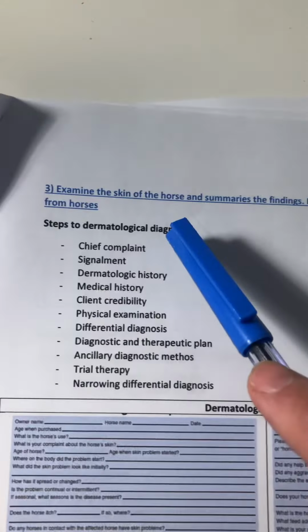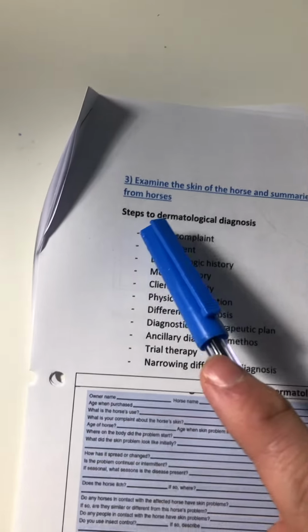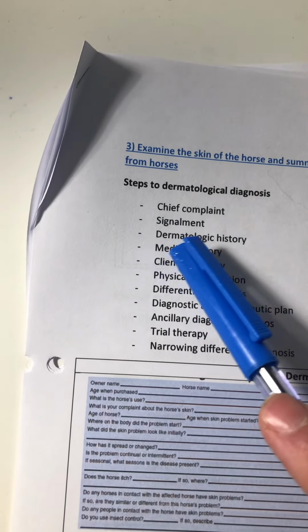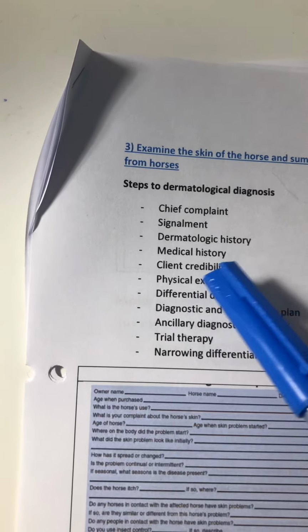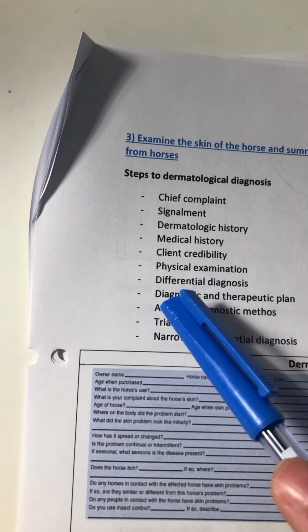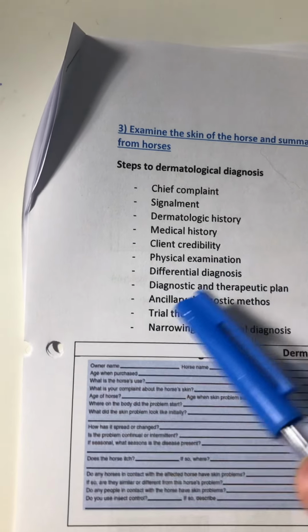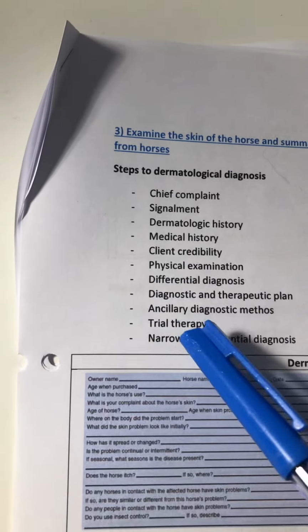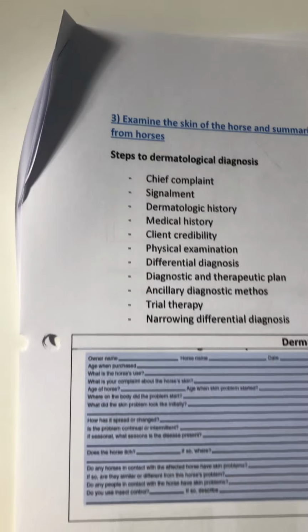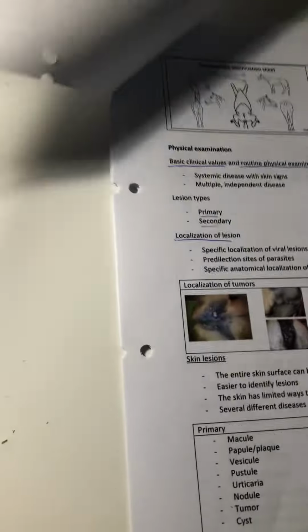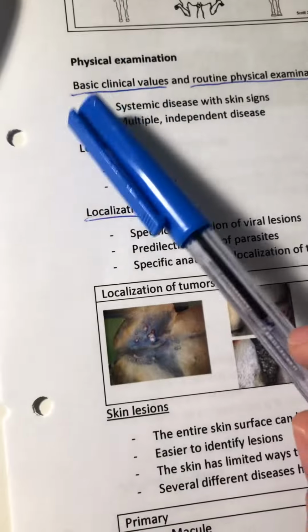So examine the skin of the horse, the summaries, the findings, and explain how to take skin biopsies from horses. So, the steps of dermatological diagnosis. You have the chief complaint, the signalment, the dermatological history, the medical history, the clientele credibility, the physical examinations, the differential diagnosis, the diagnostic and therapeutic plan, the ancillary diagnostic methods, the trial therapy, and the narrowing of differential diagnoses.